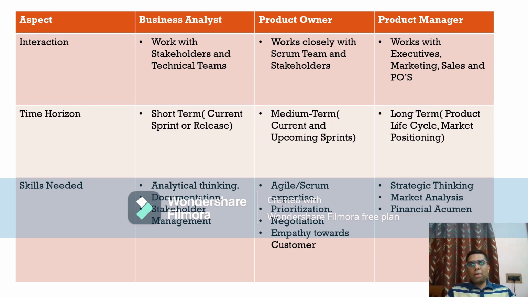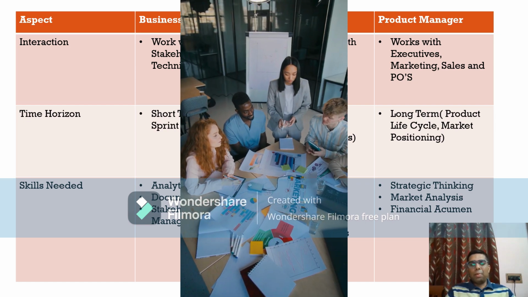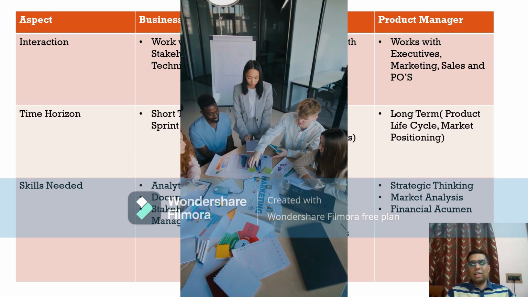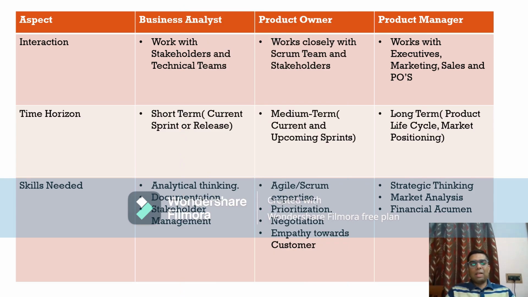On the other hand, the product manager should work for the long term. Okay, basically they define the product life cycle. They design how a product will be positioned in the market. All those things need to be defined. Okay, and the skills required for a business analyst include analytical thinking. You need to know about documentation, how to perform stakeholder management, and some technical skills are also required, not in detail but a bit. As well as you need to know about various kinds of tools like Jira, Confluence, and other tools like Visio and maybe Lucidchart and all of those.